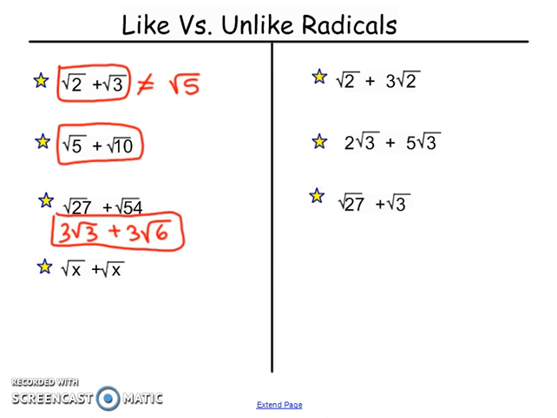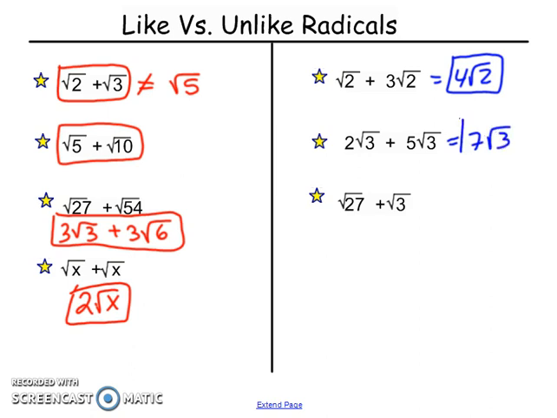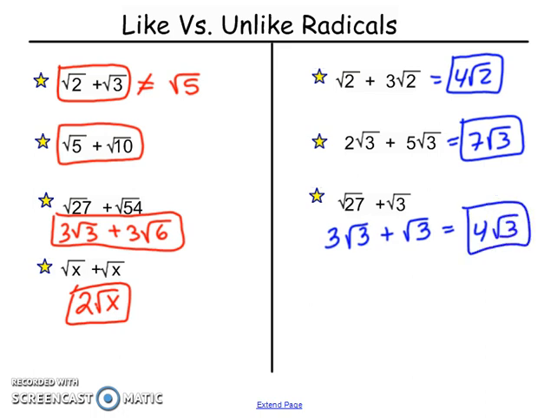Square root of x and square root of x, they have the same index and the same radicand, so you add the coefficients. So it would be 2 radical x. Okay, so radical 2 plus 3 radical 2 is going to equal 4 radical 2. 2 radical 3 and 5 radical 3 is 7 radical 3. Square root of 27 breaks down into 3 radical 3. And then we have plus radical 3. So we'll get 4 radical 3.